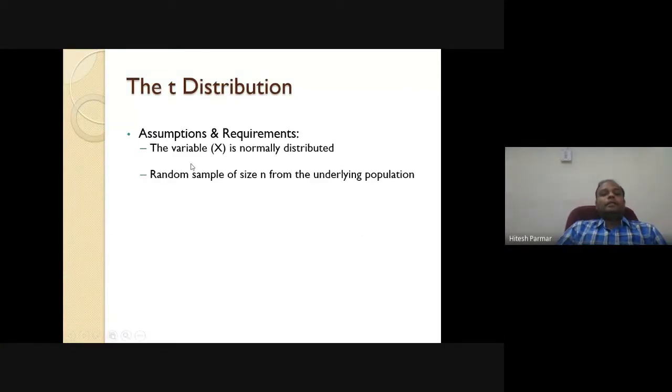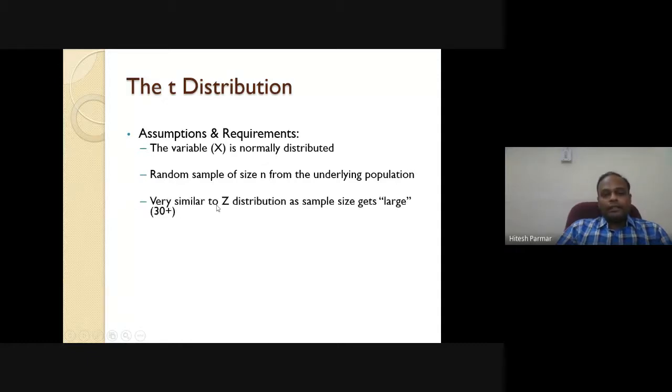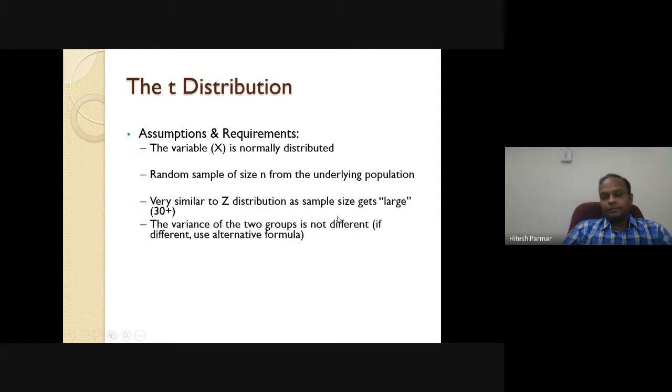Then it is assumed that in t-test, the samples, whatever samples we are collecting, are collected randomly. It is very similar to the Z distribution, meaning normal distribution. It is very similar to normal distribution as sample size gets large, 30 plus. So it will follow approximately normal distribution when the sample size is 30 plus. The variance of the two groups is not different. If different, use alternative formula.